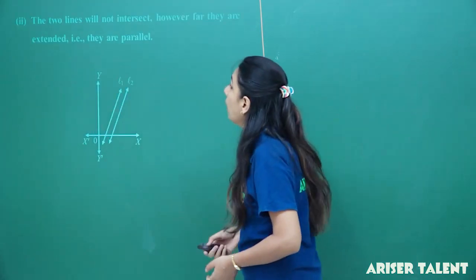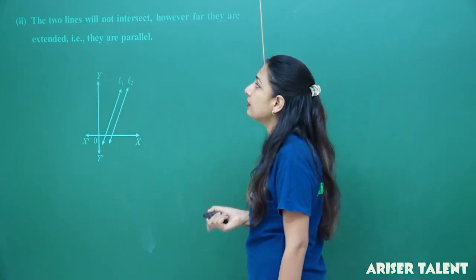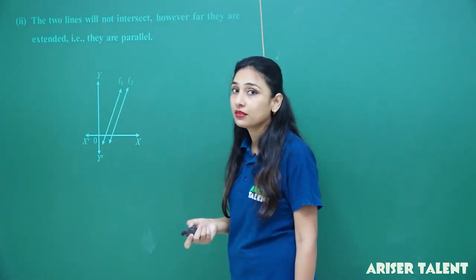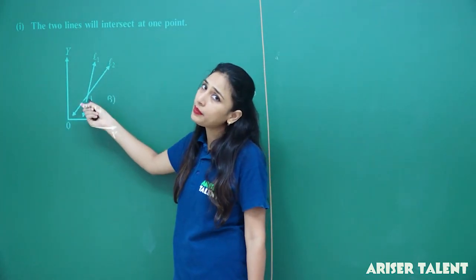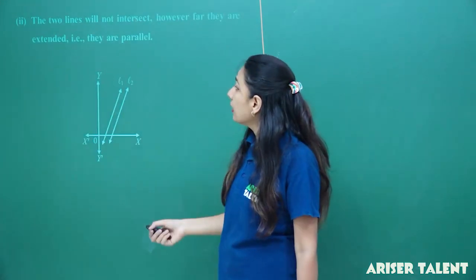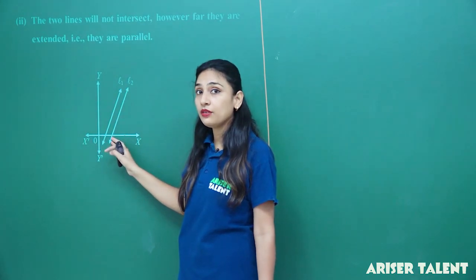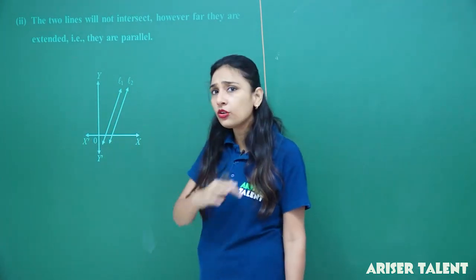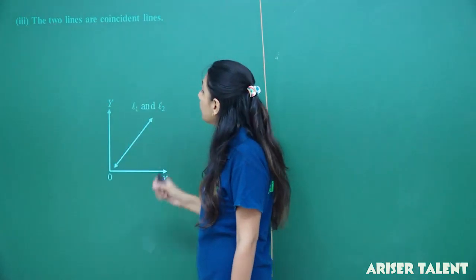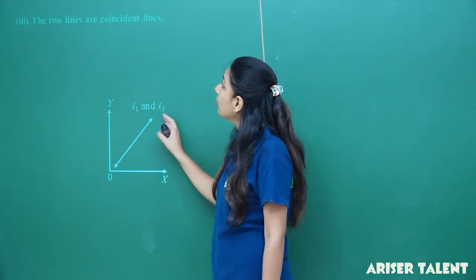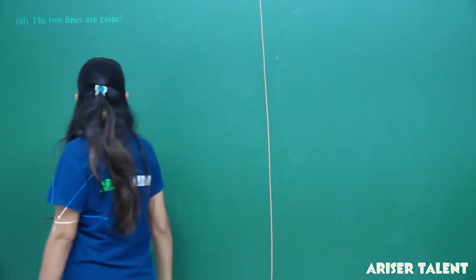Okay. Now the two lines will not intersect however far they are extended, let them be parallel. If they are meeting, that's okay, they are meeting, right. If they are not meeting anywhere, what it means, if you are extending these lines and they are not going to meet anywhere, so these are obviously parallel lines, right, students. Okay. The third one, the two lines are coincident lines. Now, how is it possible if they are coincident lines?